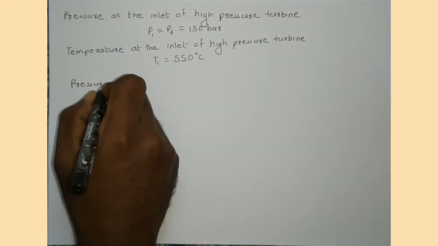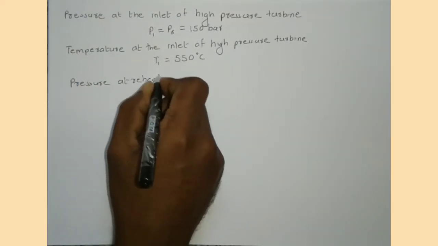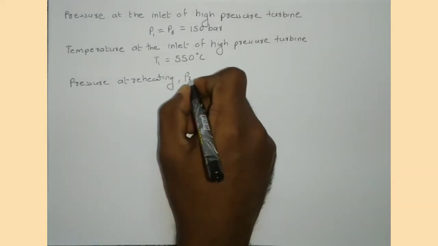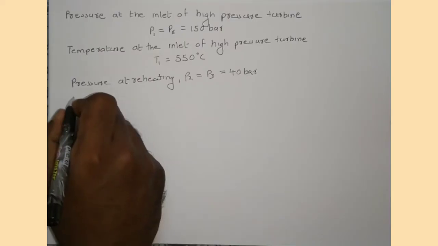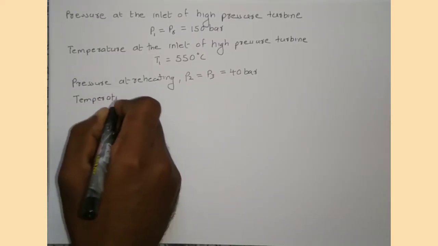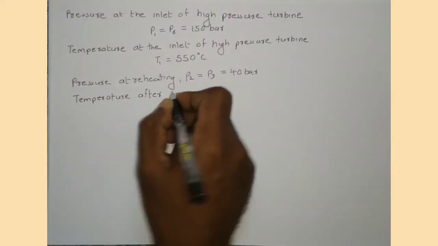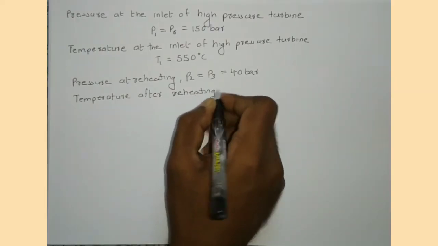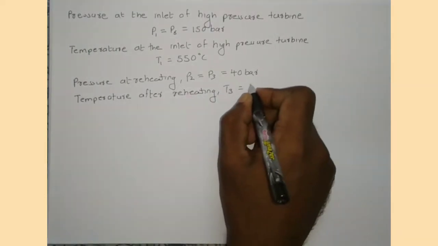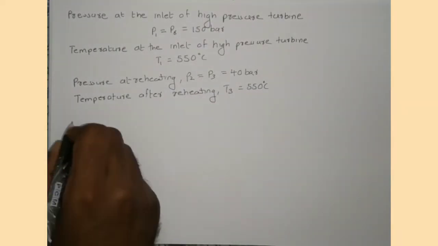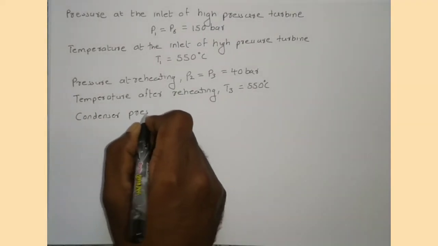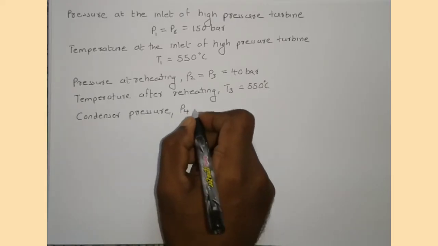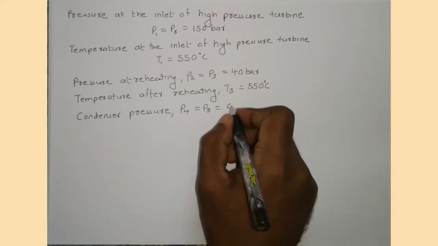Pressure at reheating. Pressure remains constant at reheating, therefore P2 equals P3 equals 40 bar. And temperature after reheating, that is T3 equals 550 degrees Celsius. Condenser pressure is also given, that is P4 equals P5 equals 0.1 bar.